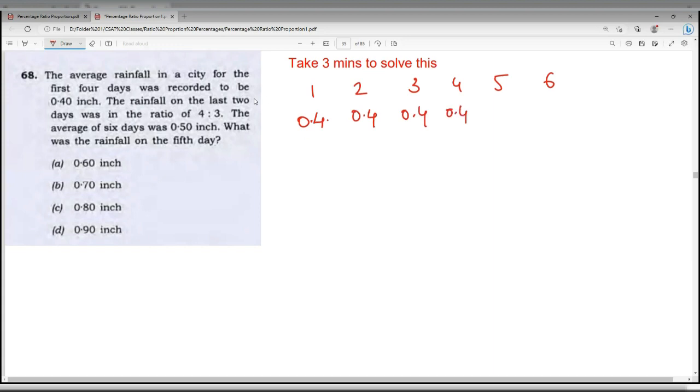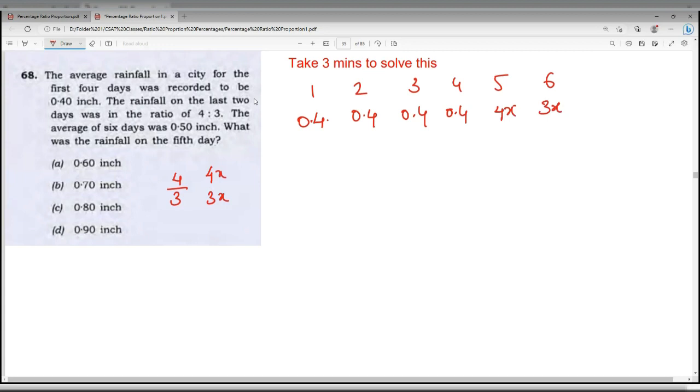And then they are saying the rainfall on the last 2 days was in the ratio of 4:3. So let the inches of rain that happened be 4x inch and 3x inch. So on the 5th day it is 4x and the 6th day it is 3x inches. We are assuming this as 4x and 3x because if you divide it, it will still come in the ratio of 4:3.